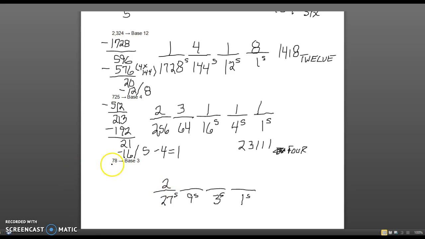2 groups of 27 is 54. That leaves me with 24 left. Now I'm going to make groups of 9. So 2 9s is 18, 3 is 27, that's too many. So I know I need 2. 2 9s is 18, I subtract. That leaves me with exactly 6. So 2 3s will be exactly 6.